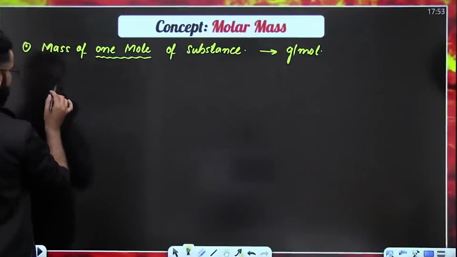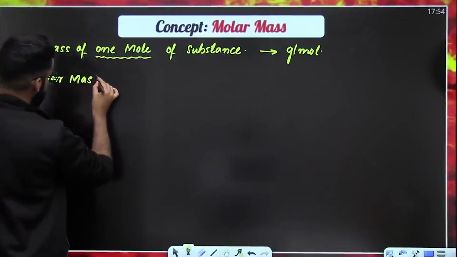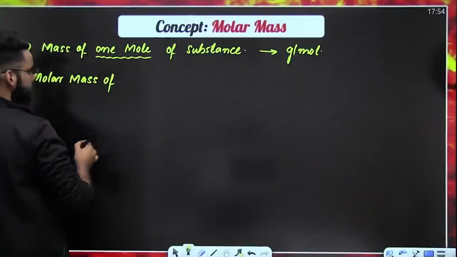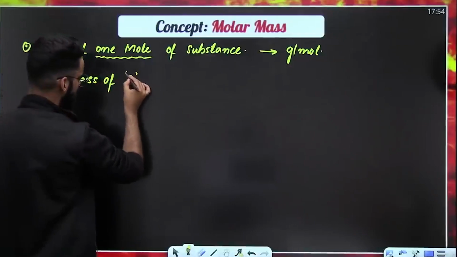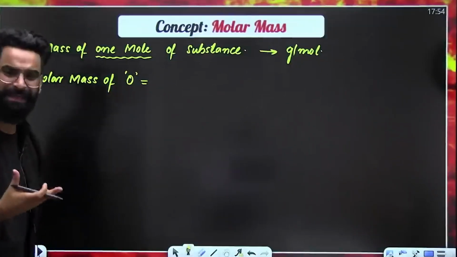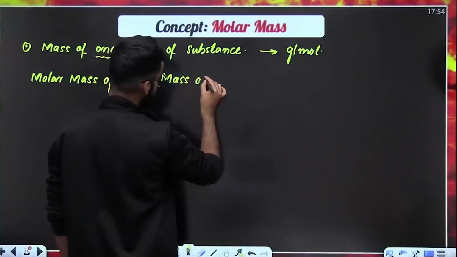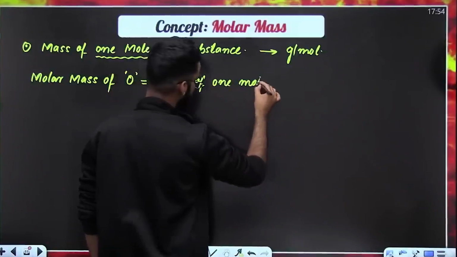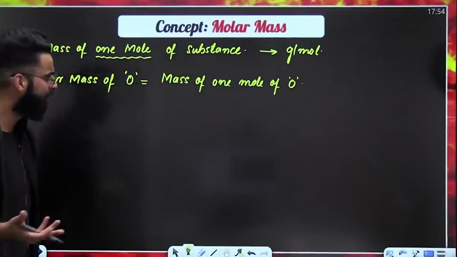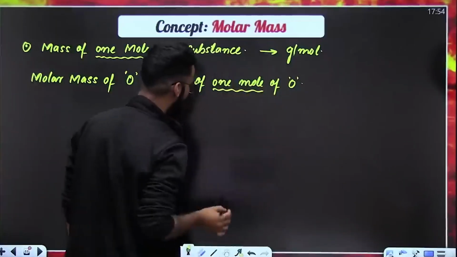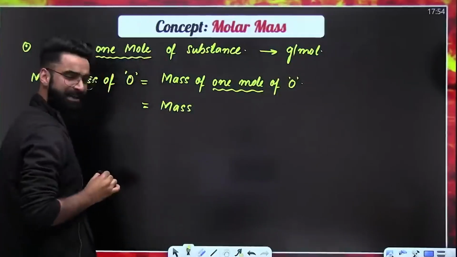Yes, students, I'm writing a term over here: molar mass of oxygen. Oxygen I'm taking in atomic form. Molar mass of O. What does it mean? It means I'm talking about the mass of 1 mole of O. Simple. Molar mass of O means mass of 1 mole of O. If I ask you, in 1 mole of O, how many atoms of O will be there?